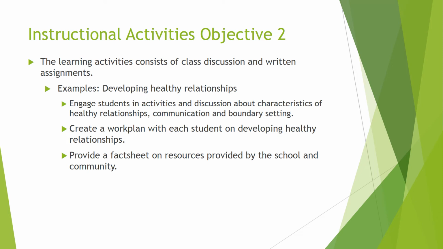For Objective 2, the learner activities consist of class discussion and written assignments. An example of this is developing healthy relationships. The instructor will engage students in activities and discussions about characteristics of healthy relationships, communication, and boundary setting. The instructor will create a work plan with each student on developing healthy relationships.